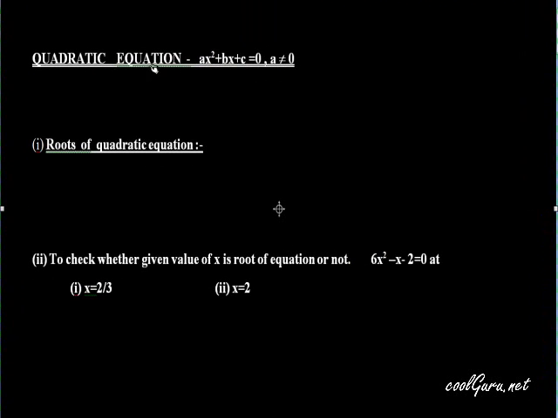Now, before doing quadratic equation, we must know what is a quadratic polynomial. Any polynomial of degree 2 is a quadratic polynomial. For example, f(x) is a polynomial of type ax² + bx + c with degree 2. This is a quadratic polynomial. And if we equate this quadratic polynomial to 0, it becomes a quadratic equation.